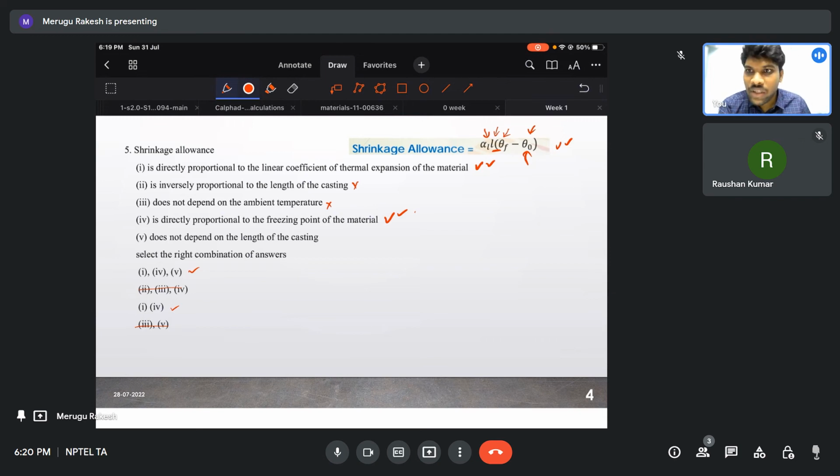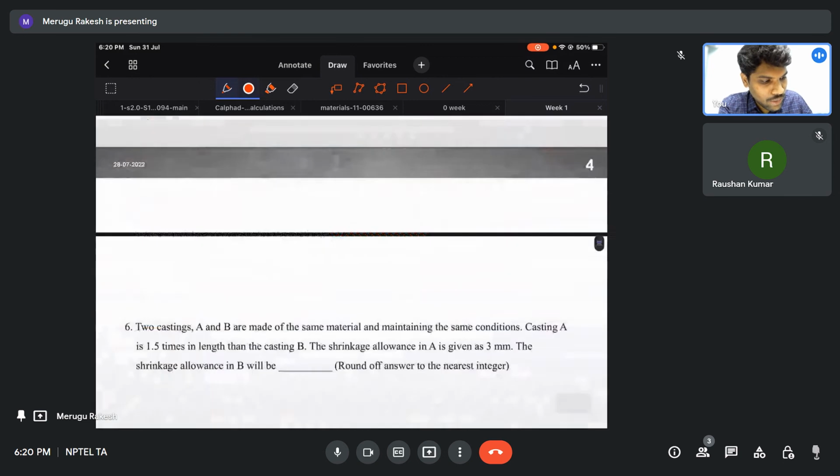I'm explaining question number 5. It is almost completed. If you see option number 5, it says it does not depend on the length of the casting, which is wrong, because it will depend upon the length of the casting. So the 5th option is wrong, and the first option you can strike off. So the correct option is option C, 1 and 4. That being said, I will move on to the next question.